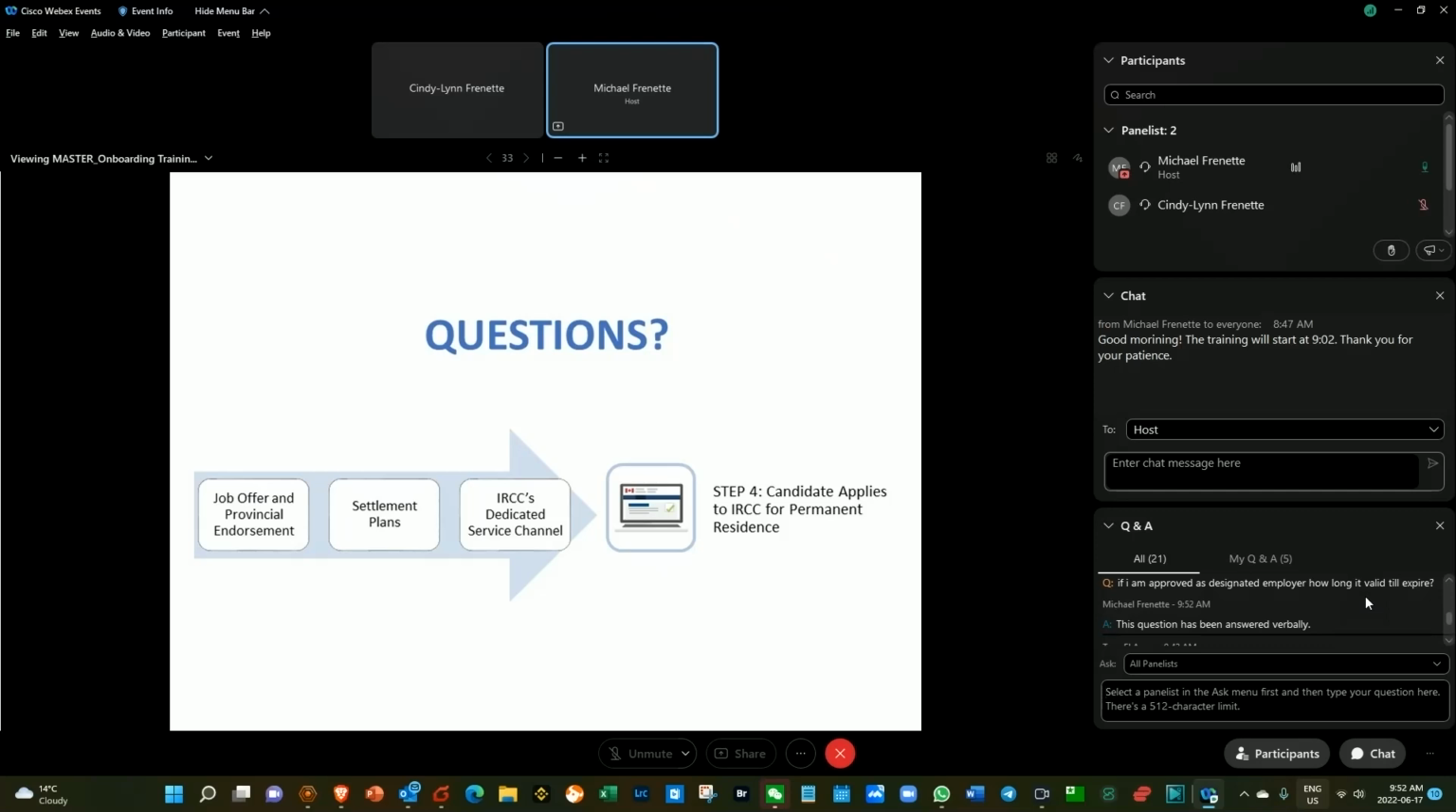The work permit is only for those who would like to start working immediately in Canada or are not in Canada. But yes, this is a permanent residence program.